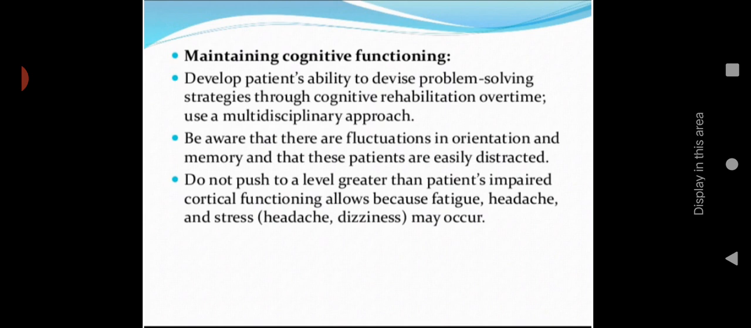Then maintaining cognitive function, we have to develop the patient's ability to devise problem solving strategies through cognitive rehabilitation over time, which is a multidisciplinary approach. So we have to give care to the cognitive aspects of the patient, about their thinking, their memory and all. So we have to start the rehabilitation programs. Be aware that there are fluctuations in orientation and memory, and that these patients are easily distracted. So, in head injury patients, there is a chance of disorientation and there is some fluctuation in memory. So, that should be kept in mind, as they are easily distracted.